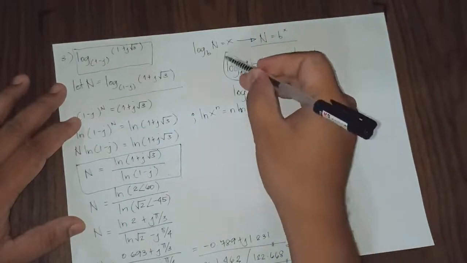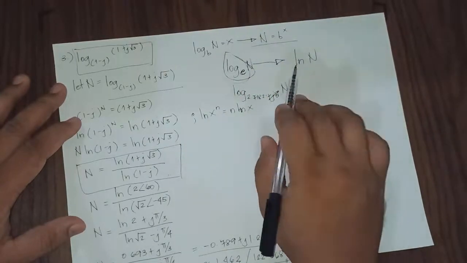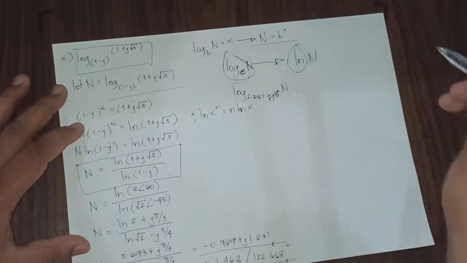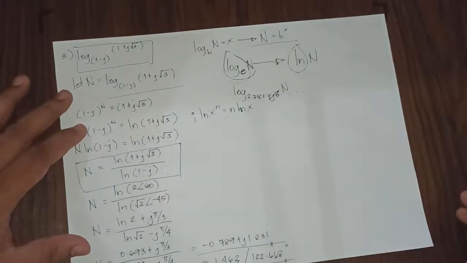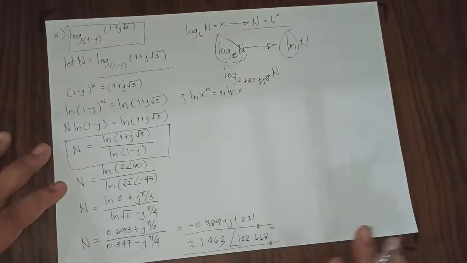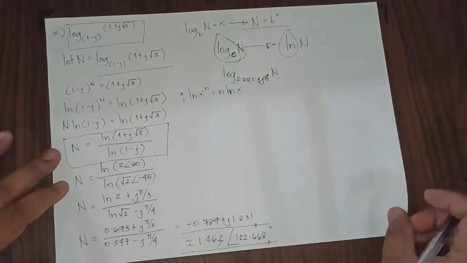So why use log e, if you can derive values using ln alone? Right? So what I'm telling you now is the overall manipulation of the application of logarithm to complex number. And this is the last one.